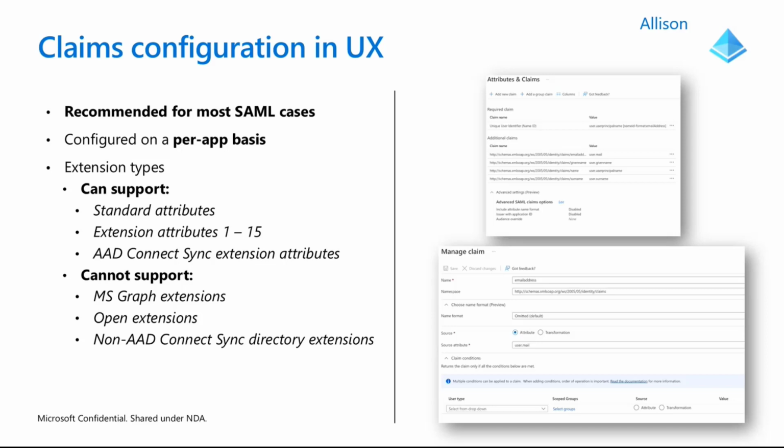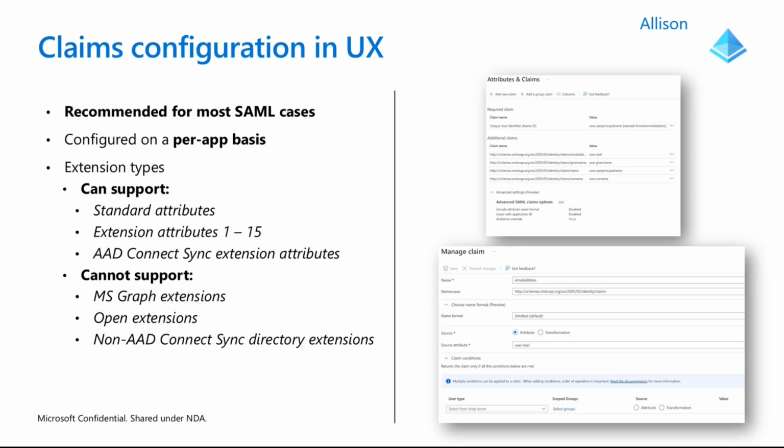Ones that aren't built into the UX yet are MS Graph extensions, so the open extensions and the schema extensions, and non-AAD Connect Sync directory extensions. I think that would have been scenario 2 that Jeevan went over, where you build your own directory extension, you have an app that stores all those directory extensions, and you assign that extension attribute onto users. Those currently aren't available, but we are working on that.